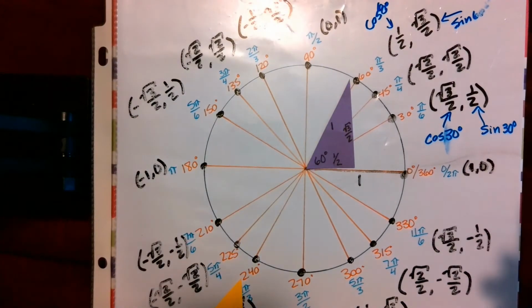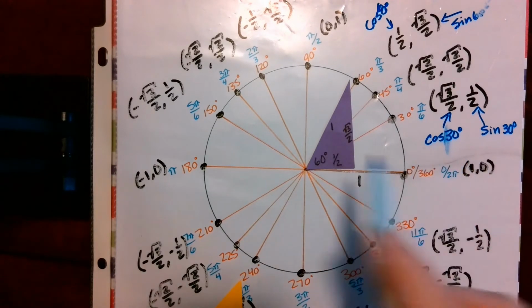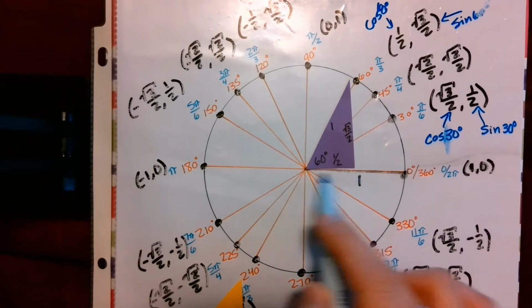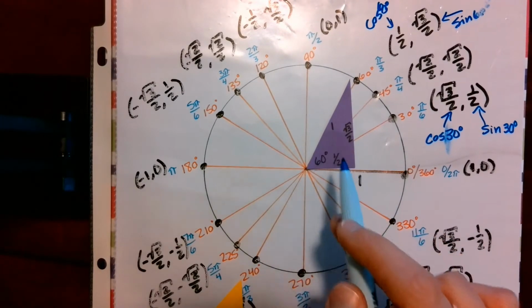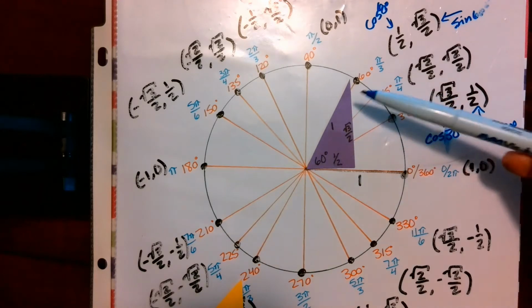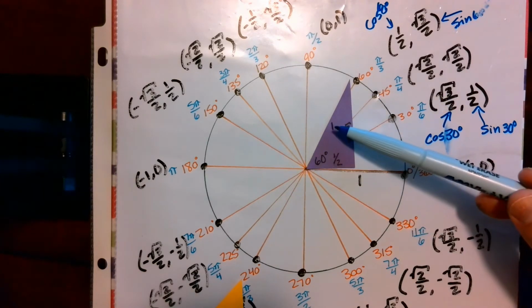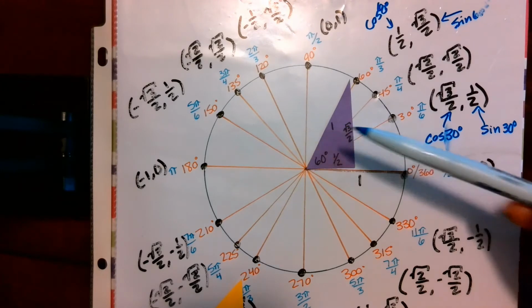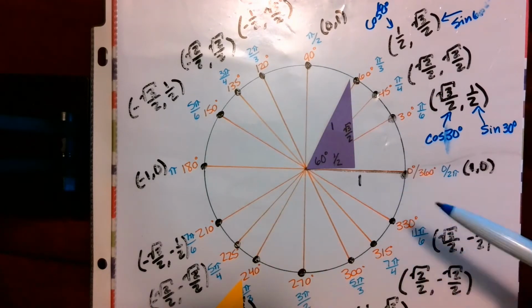What I want you to notice on all of these is that my x value ends up being cosine, because the adjacent is going to be the x value over the hypotenuse of 1. And my sine is always going to end up being the y value, because the opposite is the y over my hypotenuse of 1. So what we have just found by finding all of these ordered pairs is the cosine and sine of every single angle in the unit circle.